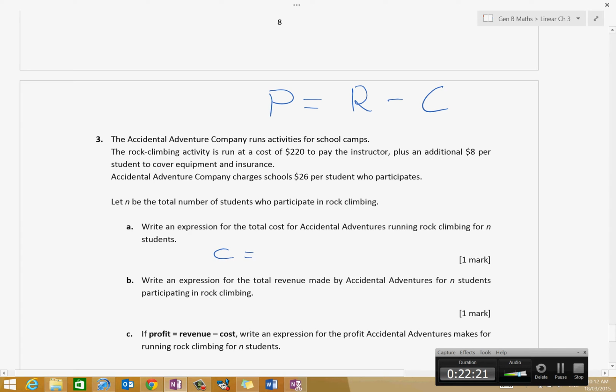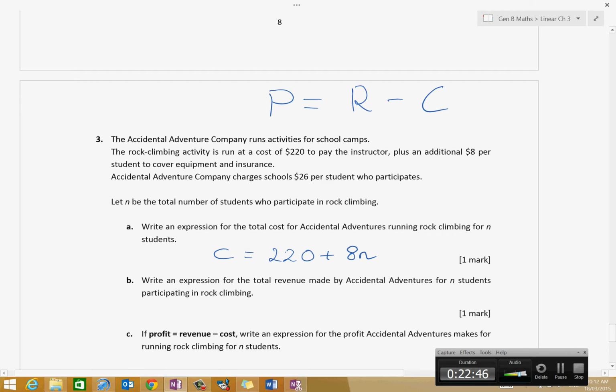The cost is equal to $220, which is set. Oh my God, it's stalling again. My computer's spitting it. Sorry. 220 plus 8. 8 what? N for Nelly, is it? Good. That's it.